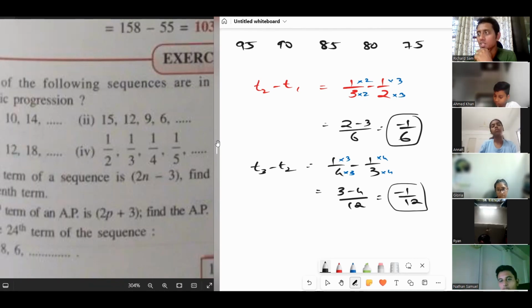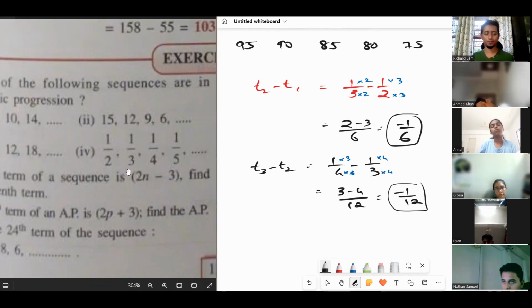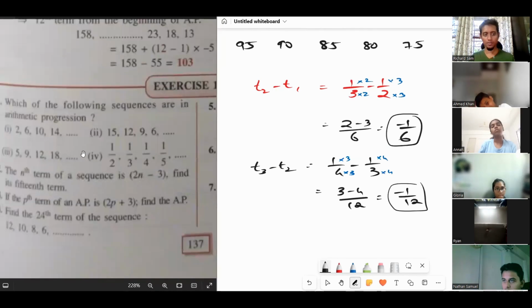Okay, so even though it looks like an AP, it's the denominator. It's not the numerator. If the numerator was in a sequence, then it would have been an AP. Everyone clear of the first question?